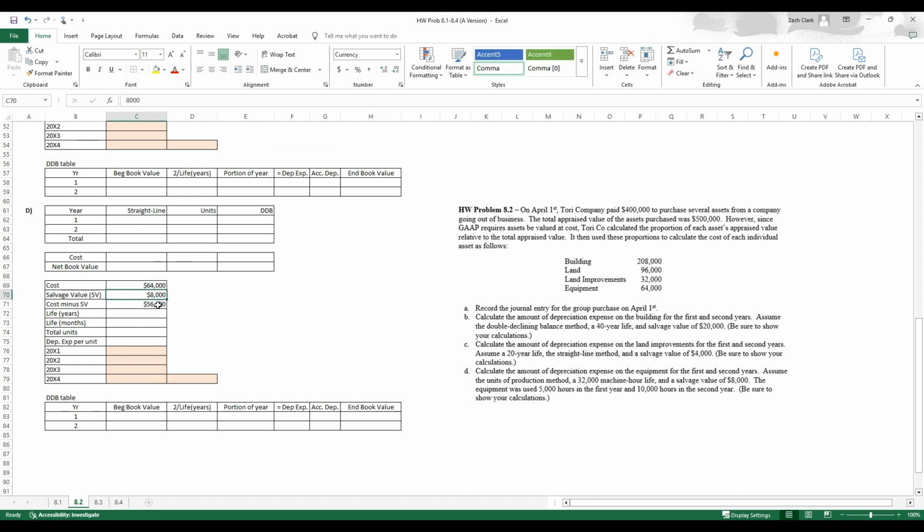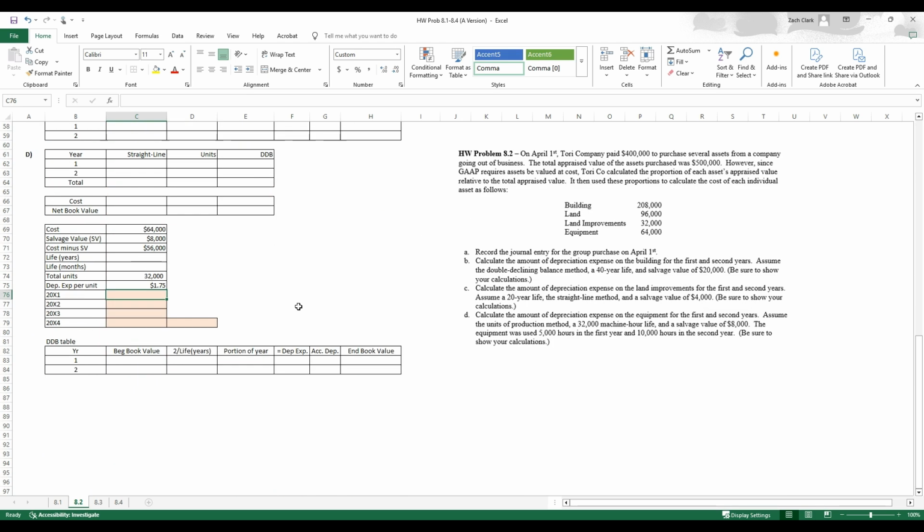Okay, so we got cost, salvage value, cost minus salvage value, and we want to calculate using the units of production. So the total units that we estimate is 5,000 hours. No, that's not right. 32,000 is the total. So 32,000 machine hour life. And that means that our depreciation expense per unit is the cost minus salvage value divided by the total units.